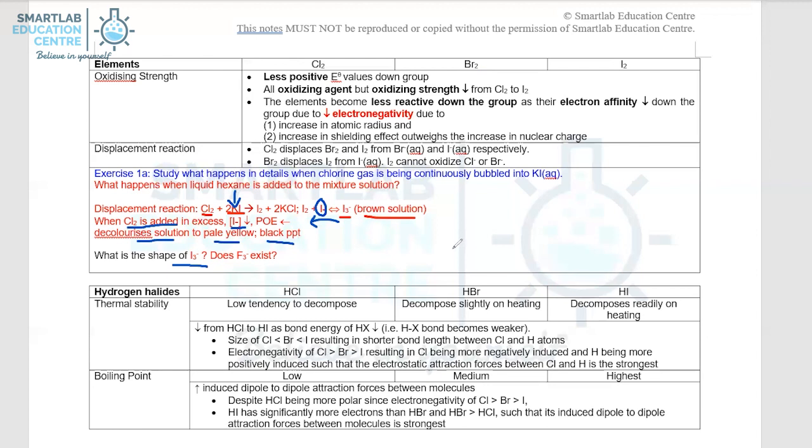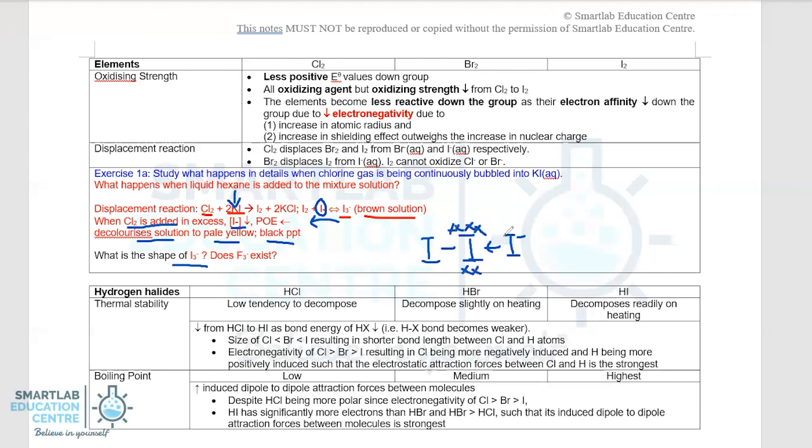As far as the shape of I3 minus is concerned, it's actually linear. You will know that the central atom is the iodine atom, as drawn here, and it has 3 lone pairs and 2 bond pairs. The 3 lone pairs will go into the equatorial positions, so therefore the shape is linear.